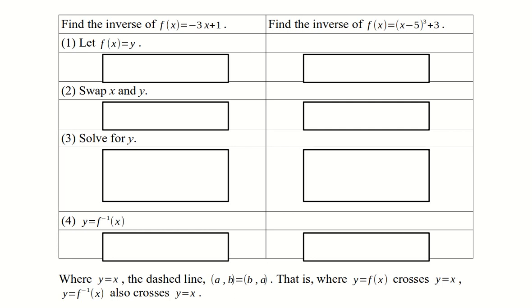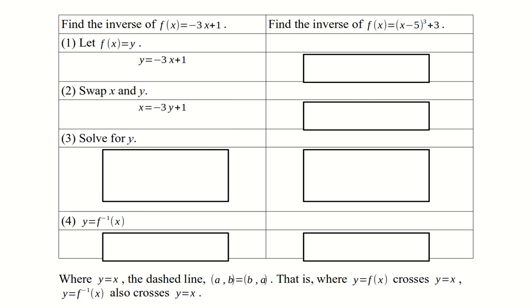The first thing is to rename the function, whatever f of x, g of x, whatever function name we've given it, as y. So when we do that, we have y equals -3x plus 1. We're now going to swap x and y. The second step is actually when we find the inverse. We simply exchange the x and the y. So the x became a y and the y became an x. Now we're going to go through the process of solving for y.